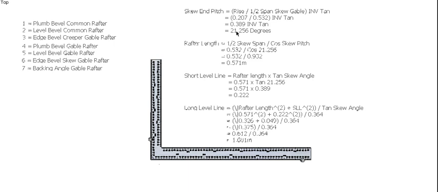Once we know that, we can take the half span of our skew end and divide that by the cos of our skew pitch, which is the one we just worked out. That will give you the rafter length for your skewed rafter. Once we know that, we can then work out our short level line and our long level line.